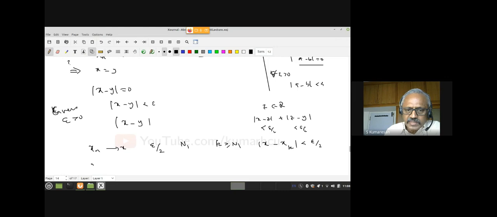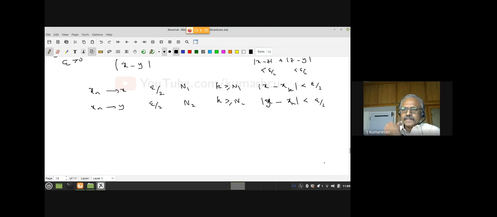And similarly xn converges to y, therefore for the same epsilon by 2 there will be some other natural number n2, so that when k is greater than or equal to n2, mod y minus xk will be less than epsilon by 2. Right? Now what do I want? I want z common, right? Therefore I want a z. Suppose I take k equal to n1 plus n2 or maximum of n1, n2.